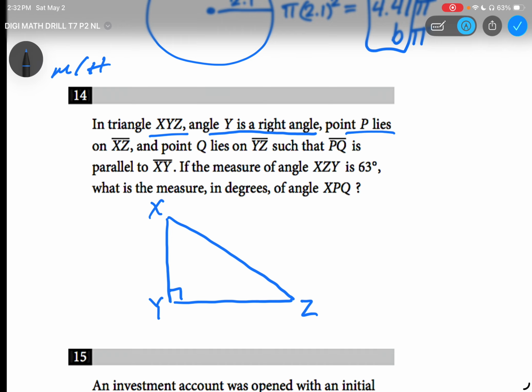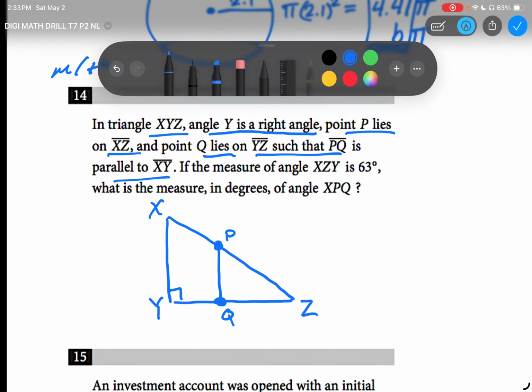Now they tell us the point P lies on XZ. You see how already they're getting tricky with us, to make it a little more complex. Where are we going to put that point P? On XZ, right? Line XZ. So what if I put it right here? I'm going to call that point P. And then we've got point Q, which lies on YZ. So let's put point Q such that PQ is parallel to XY. I'm going to put my Q right there on YZ, but they said such that line PQ is parallel to XY. Let me use some different colors. So it looks like PQ is parallel to XY.